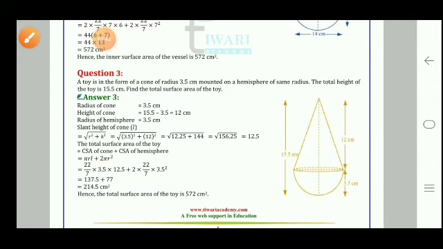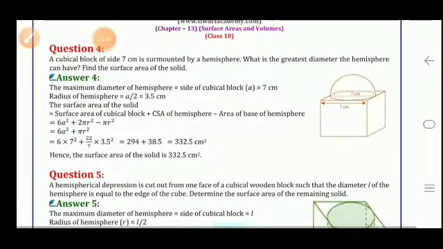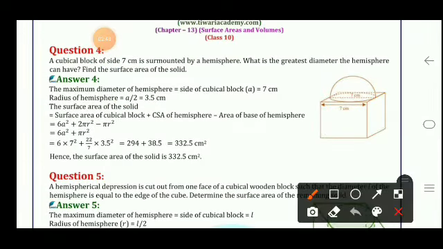Then moving towards the next question, question number 4. Looking here carefully, they are saying a cubical block of side 7. So length is 7, width is 7, height is 7, surmounted by a hemisphere. So this is the hemisphere. What is the greatest diameter? The greatest diameter of the hemisphere will be 7 only.